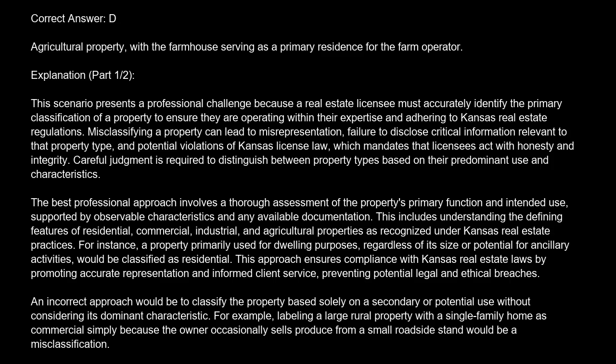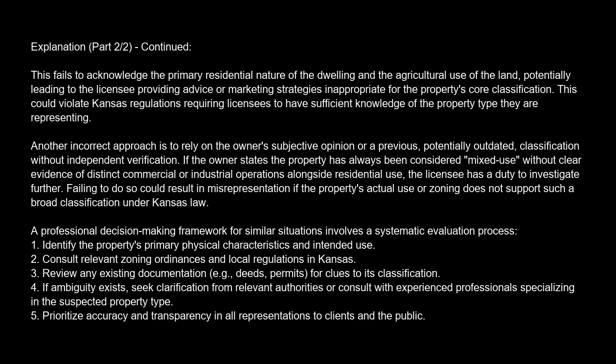An incorrect approach would be to classify the property based solely on a secondary or potential use without considering its dominant characteristic. For example, labeling a large rural property with a single-family home as commercial simply because the owner occasionally sells produce from a small roadside stand would be a misclassification. This fails to acknowledge the primary residential nature of the dwelling and the agricultural use of the land, potentially leading to the licensee providing advice or marketing strategies inappropriate for the property's core classification. This could violate Kansas regulations requiring licensees to have sufficient knowledge of the property type they are representing.